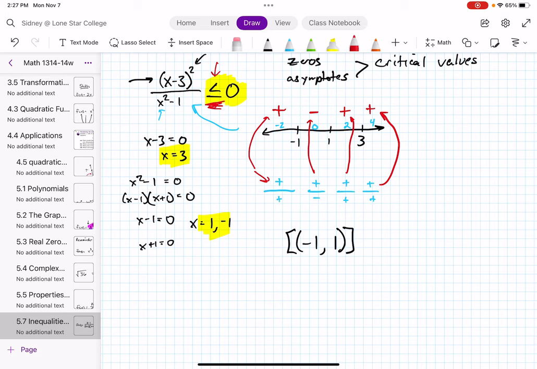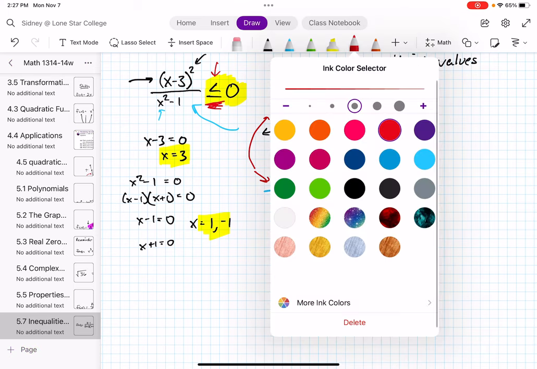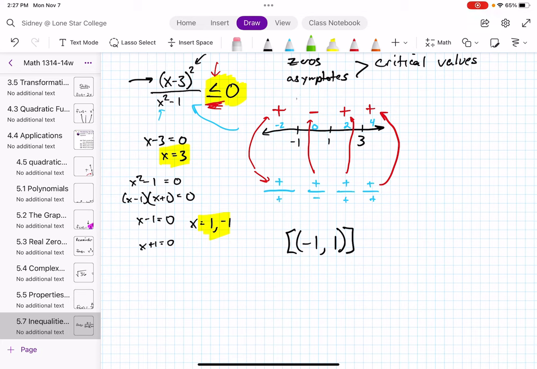So when we look at this, let's pick the green color. -1 was a vertical asymptote. +1 was a vertical asymptote. 3 was a 0. So when I look at the region that is bounded by -1 to 1, it is bound by asymptotes, which means that the value -1 does not equal 0. When I look at the value bounded at +1, it's an asymptote. It is not a 0. It cannot equal 0, which means these have to be parentheses.